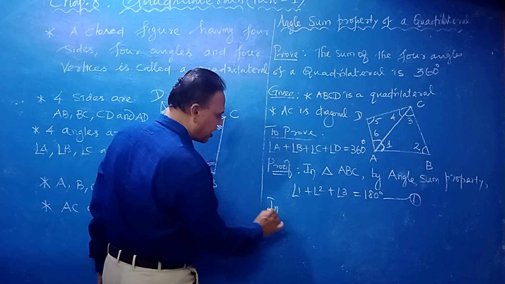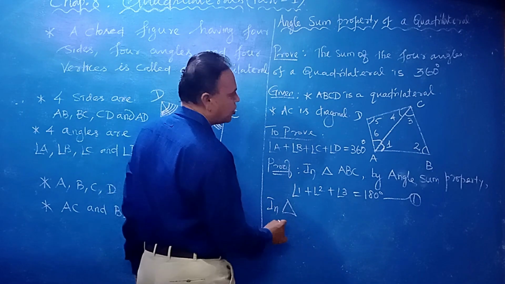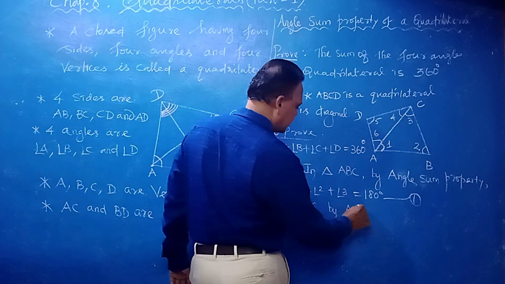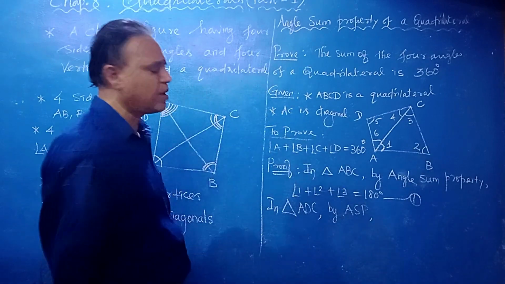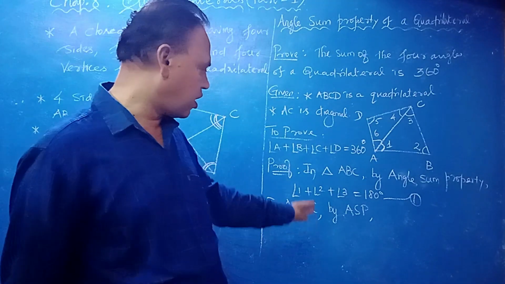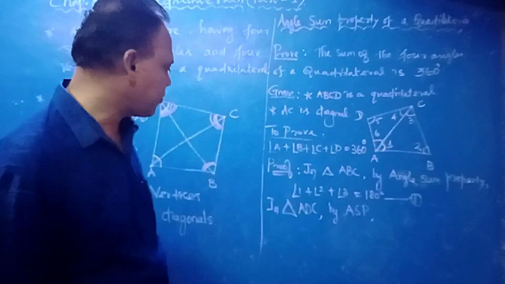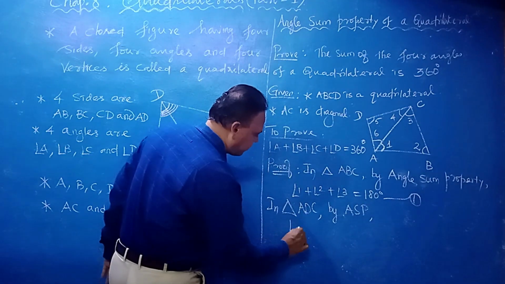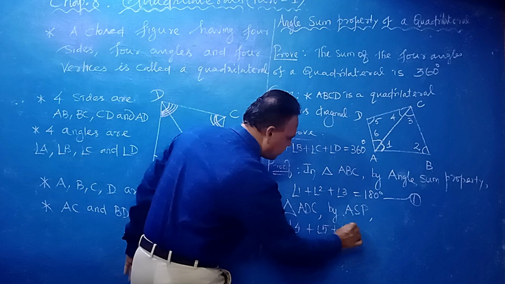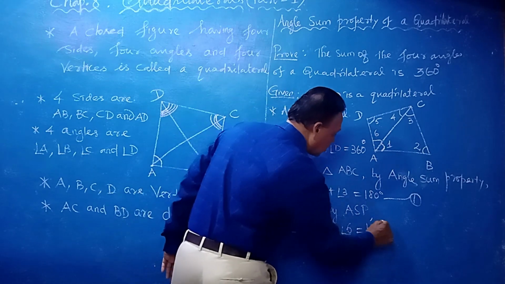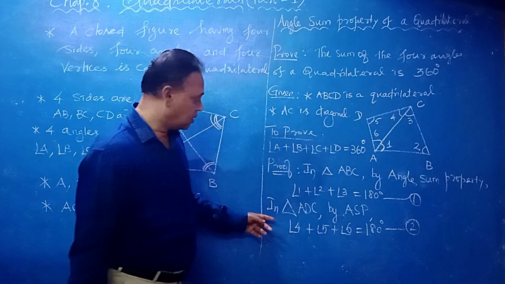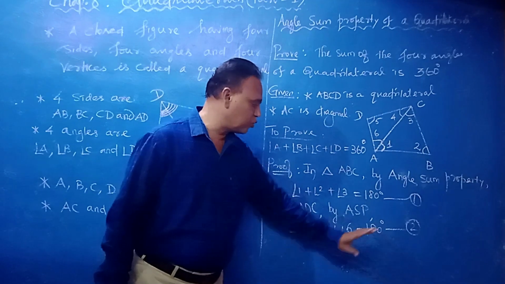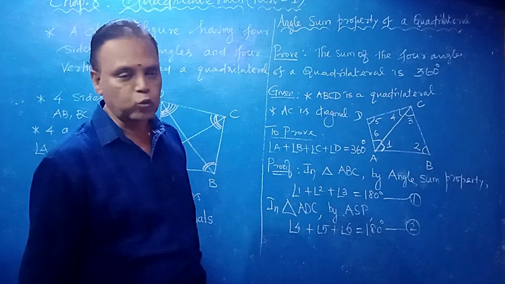Now again you take triangle ADC. Same by ASP, angle sum property. In the exam you write it fully; for my convenience I am writing ASP. By ASP, angle 4 plus angle 5 plus angle 6 equals 180. Therefore, by the angle sum property, angle 4 plus angle 5 plus angle 6 is equal to 180. That is equation number 2.